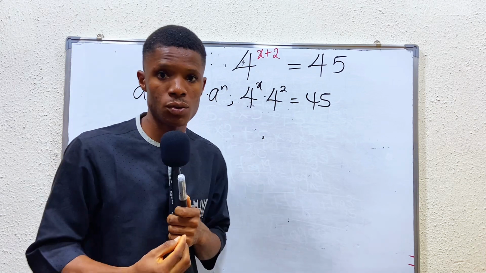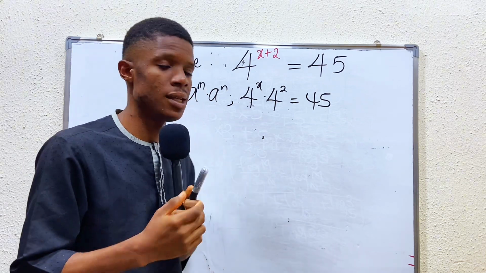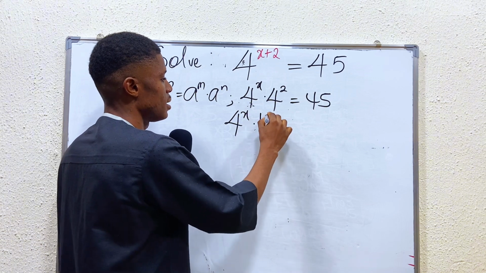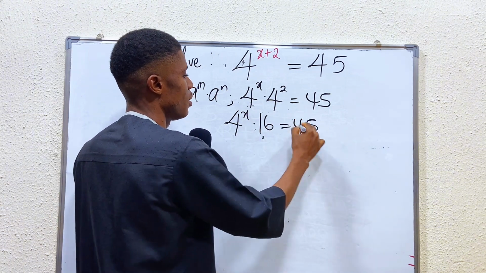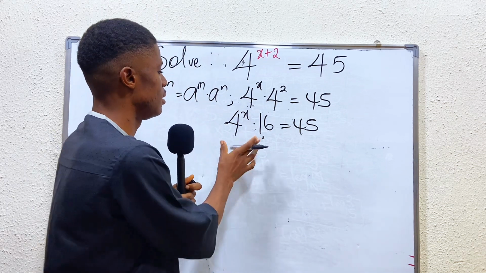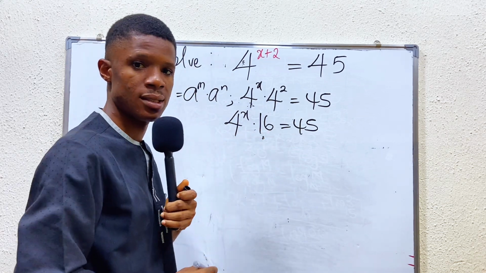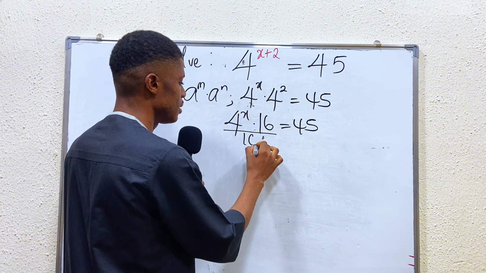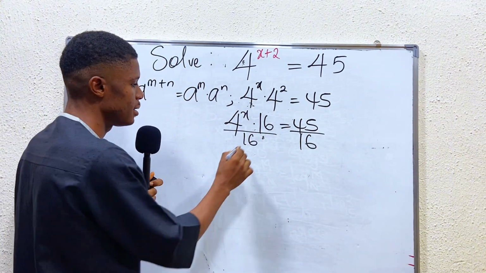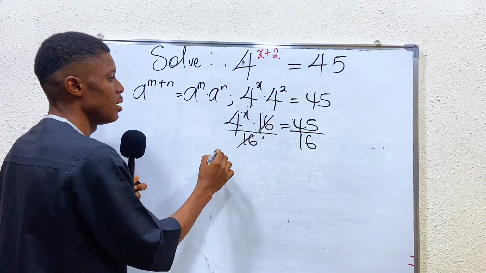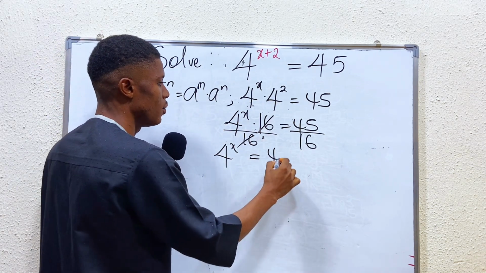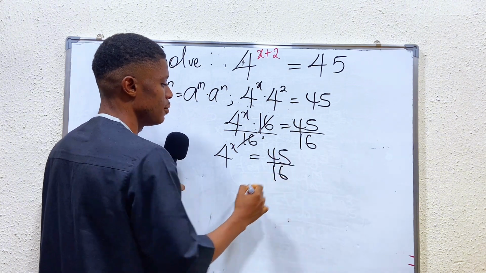What is actually 4 squared? 4 squared is 4 times 4, right? And 4 times 4 is 16, which is 4 power x times 16 is equals to 45. The next thing you do is to divide through by the coefficient of 4 power x, which is 16. If you divide by 16, 4 power x will be left, 16 will be out, and you are left with 4 power x equals 45 over 16.